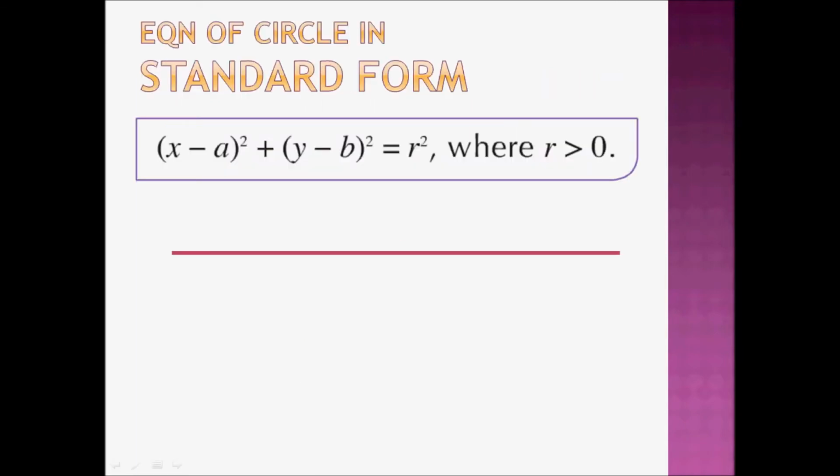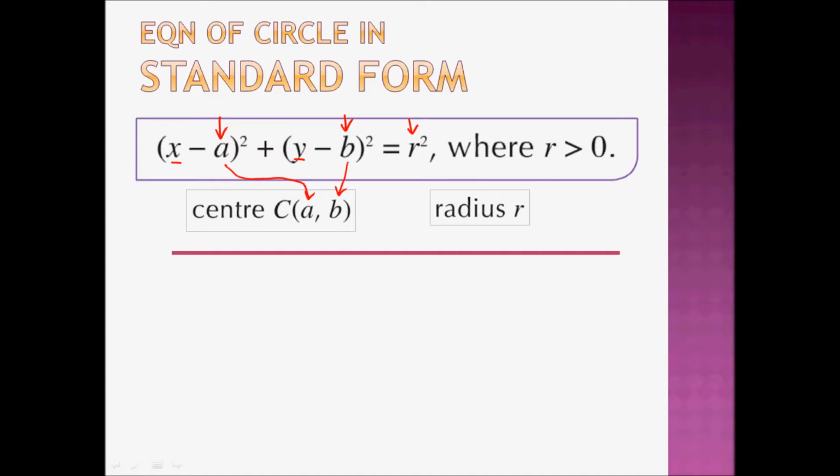Firstly, this is the standard form of the equation of a circle. In all standard forms, the x and y here are fixed. What changes are the values of a, b, and r. So what do the values of a, b, and r depend on? Firstly, the values of a and b are determined by the center. a is the x-coordinate of the center, and b is the y-coordinate of the center. Next, r is determined by the radius of the circle.